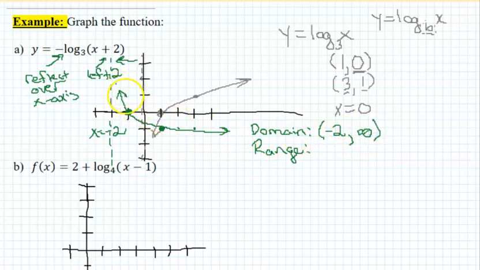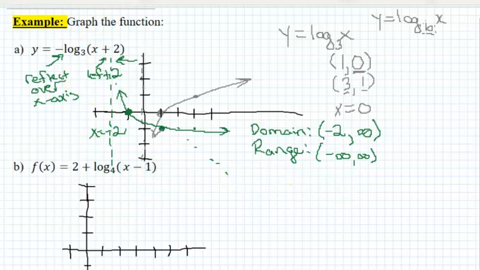Range for basically all of these log functions is all real numbers, negative infinity to infinity. This graph is going to cover all negative y values eventually. It takes its time getting down here to these real big negatives, but it'll get there eventually. And then all positive y values going that way. All right, so there's your domain and range.